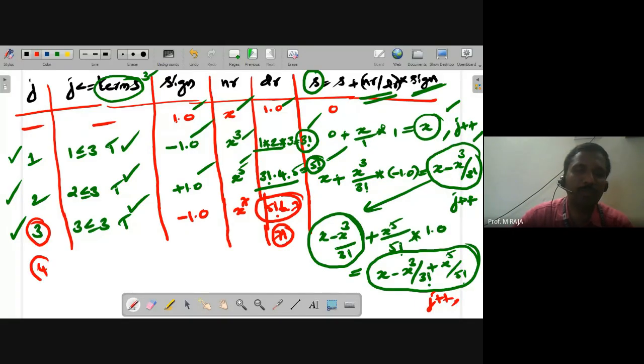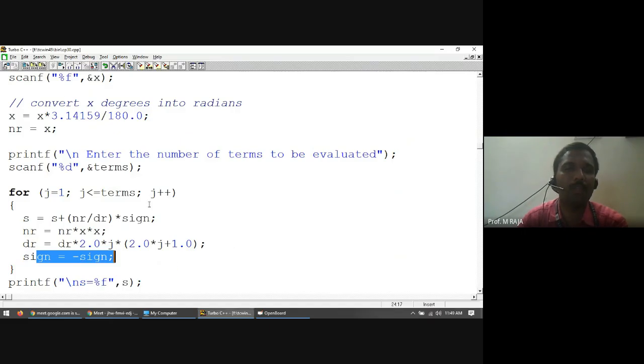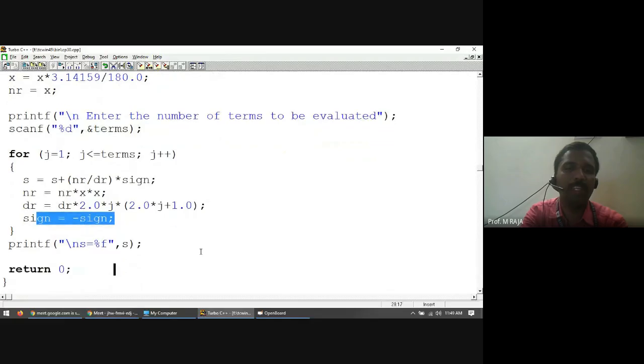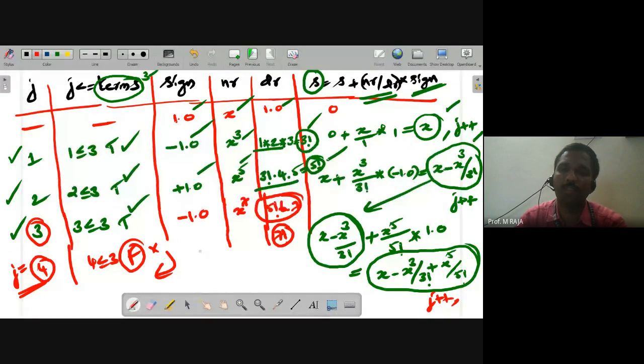J becomes 4. So the final value of j is 4. Checking the entry condition, 4 less than or equal to 3, condition is false. So control comes out of the for loop. Clearly, the next executable statement is printing the value of s. What is the value of current s?